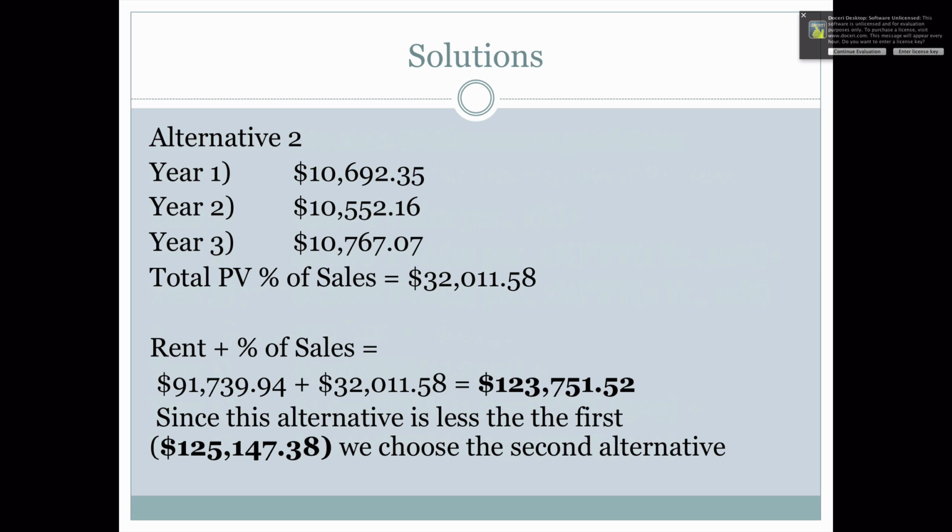We add those up and we get 32,011.58. We need to add that to our rent of $91,739.94, and we get $123,751.52. So this is the alternative we choose because it is lower than the fixed rent option of $125,147.38.